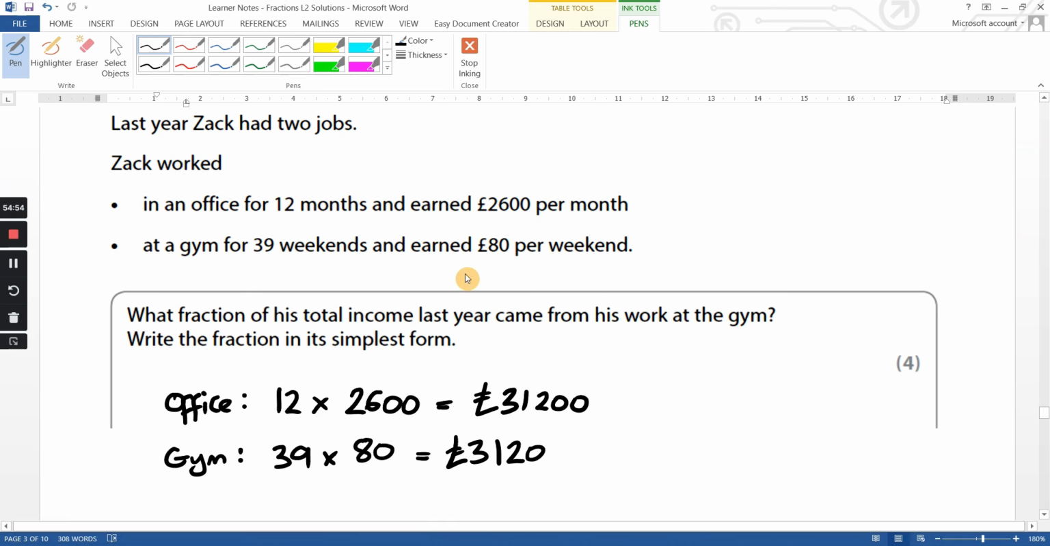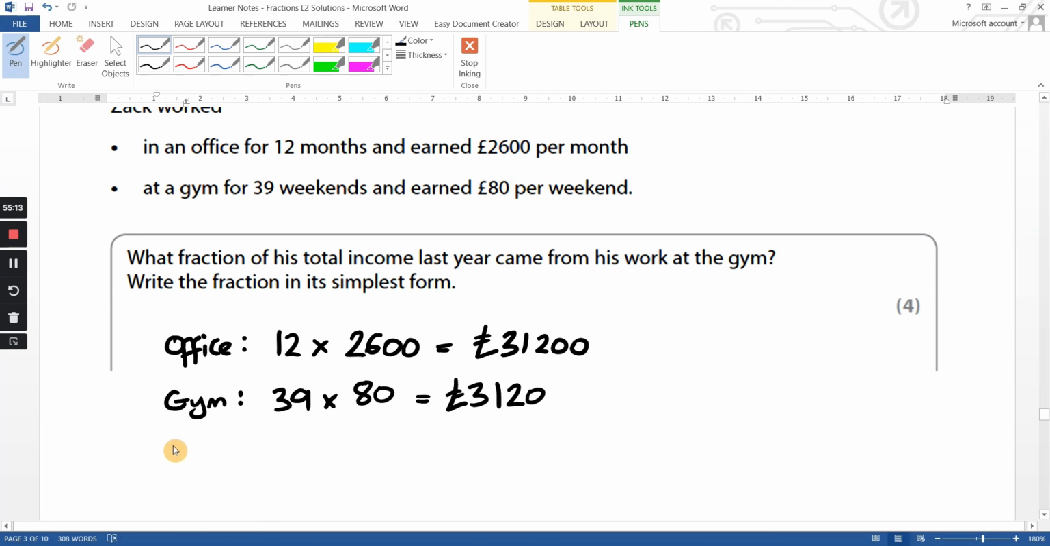Okay. What fraction of his total income last year came from his work at the gym? So yeah, again, don't be tempted to put this over this. It's not going to be this over this, is it? It's going to be out of his total income. So we need to work out his total income separately. Total income is both of these added together.